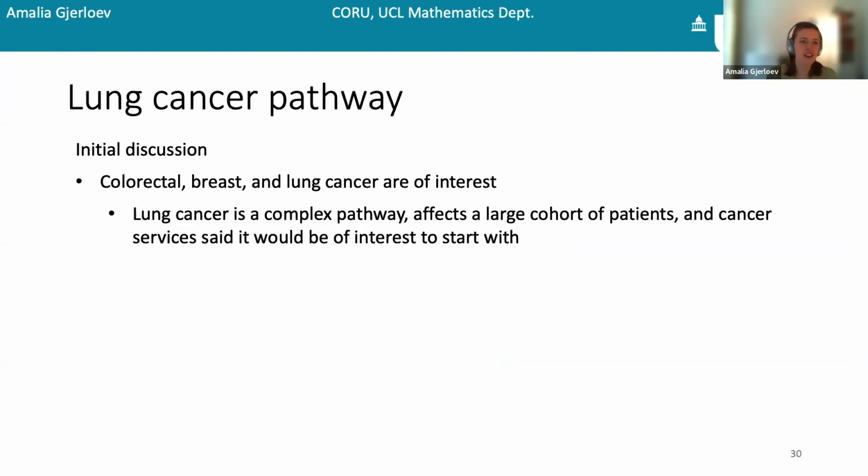All right, so let's move into the lung cancer pathway specifically. Following those steps that I had under my methods section, the first thing we did was we had an initial discussion. In that initial discussion with cancer services from our partnering hospital, we identified colorectal, breast, and lung cancer as areas of interest. We decided to go with lung cancer first because it's a very complex pathway. It affects a large cohort of patients. And most importantly, I think cancer services said it would be of interest to start with for them.